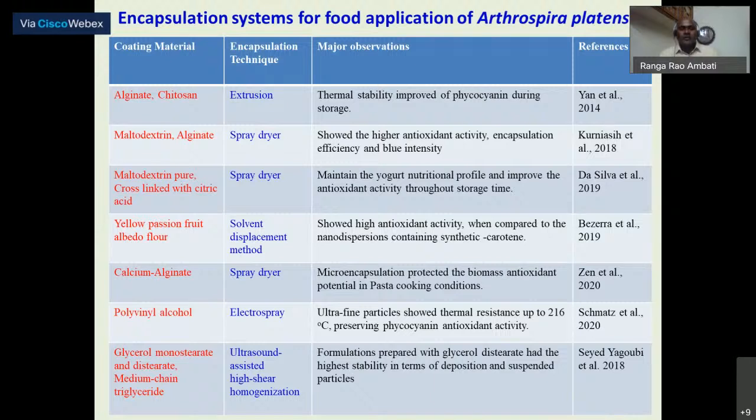And then micro encapsulation protected the biomass antioxidant potential in pasta and in various foods. Formulations also use this encapsulation technology, which increases the stability conditions. Can you go to the next slide, please?